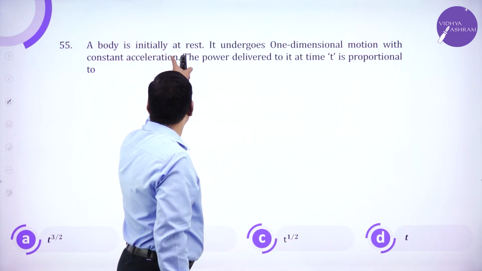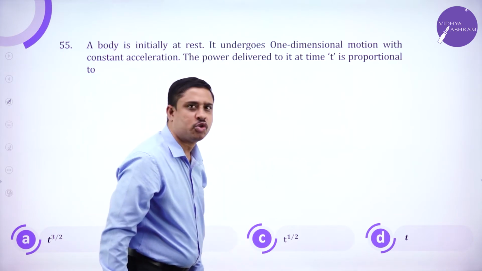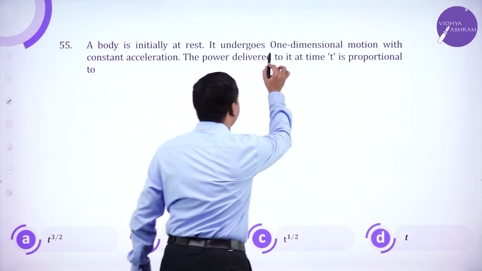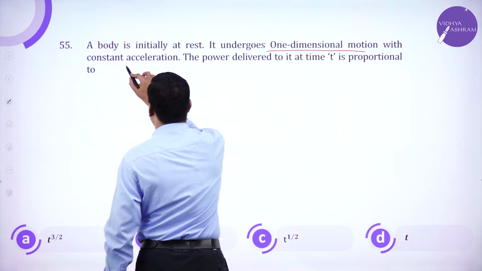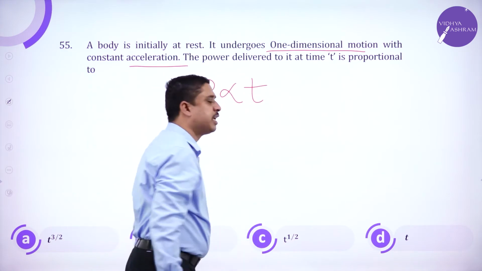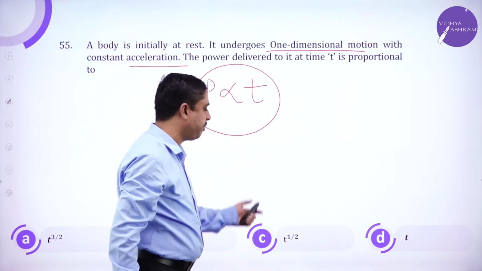A body is initially at rest. It undergoes one-dimensional motion with constant acceleration. Wherever there is one-dimensional motion with constant acceleration, power is always directly proportional to time.